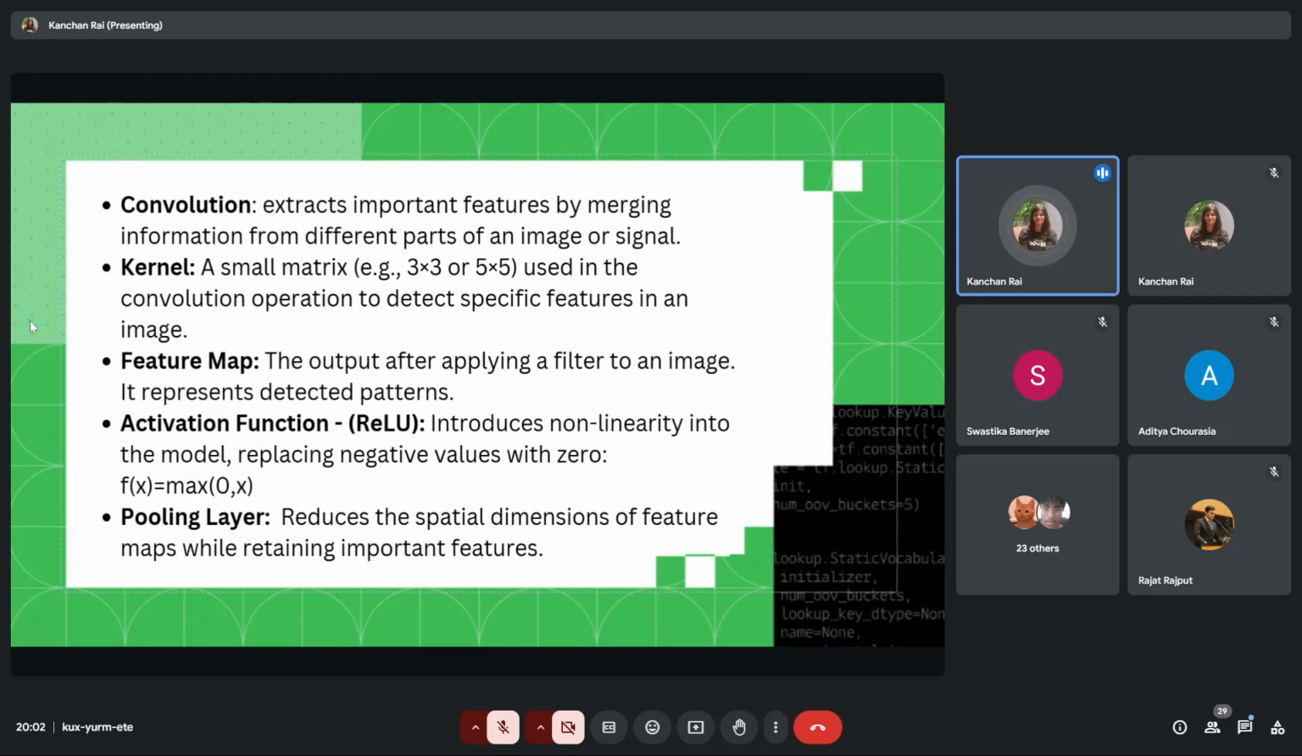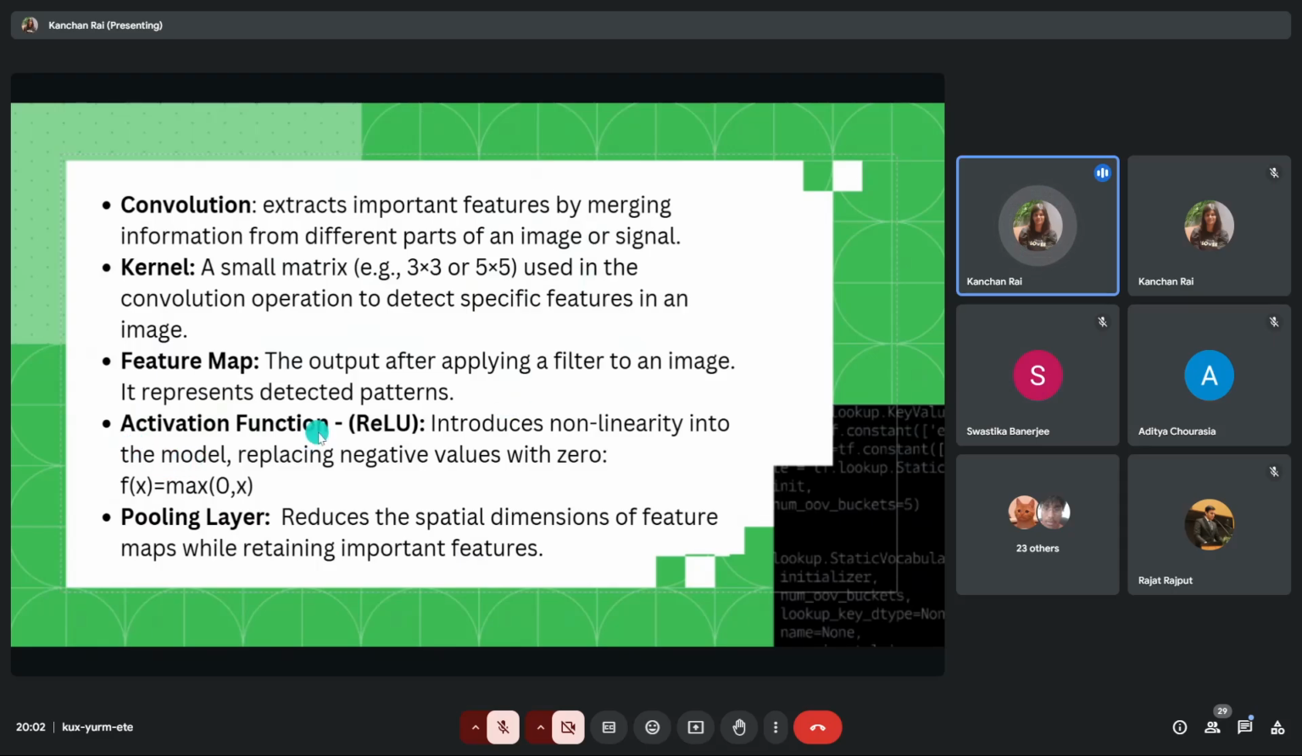If you check the literal meaning of convolution, the mathematical meaning, it means combining 2 or 3 functions to get the maximum feature. Okay, same happens here. Next is kernel. Kernel is a small matrix, 3x3 or 5x5, used in convolution operation to detect specific features. जो eyes वाला example था या जो nose वाला example था, वो आप important features उसमें से detect कर रहे हो, वो apply करने के बाद जो आपको matrix मिलती है, that is your feature map. ठीक है. The output after applying filter to an image, it represents the detected patterns.